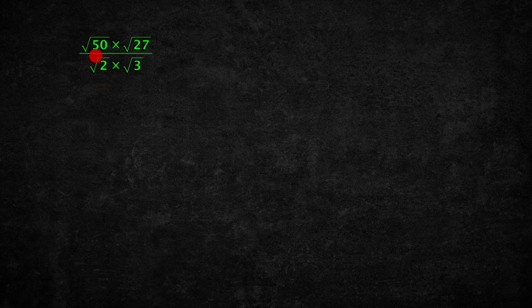Okay, we have an example: square root of 15 multiplied by square root of 27, all divided by square root of 2 multiplied by square root of 3. Now these square root values are decimals, so we have to find a strategy. First we check with something we know.